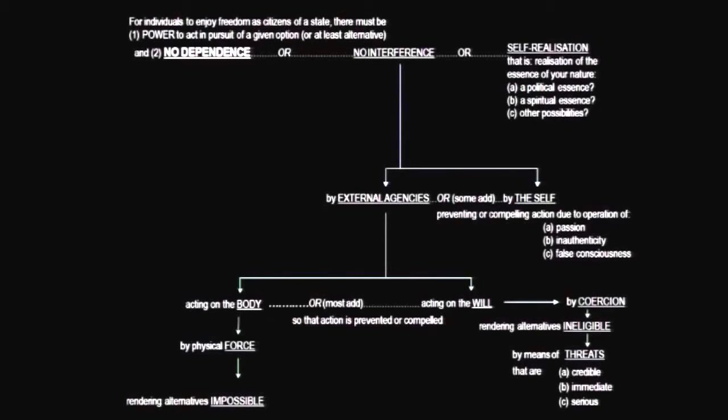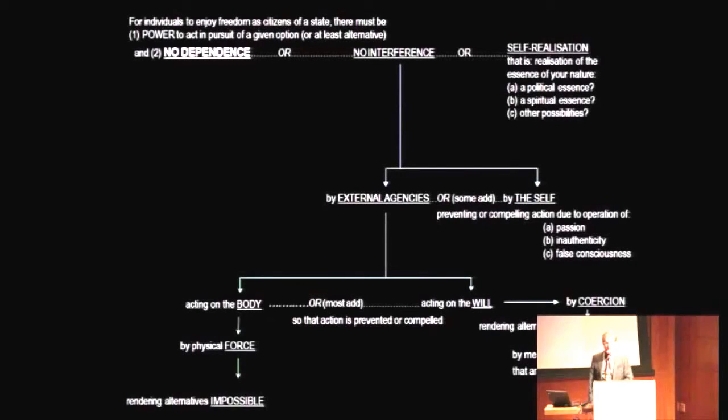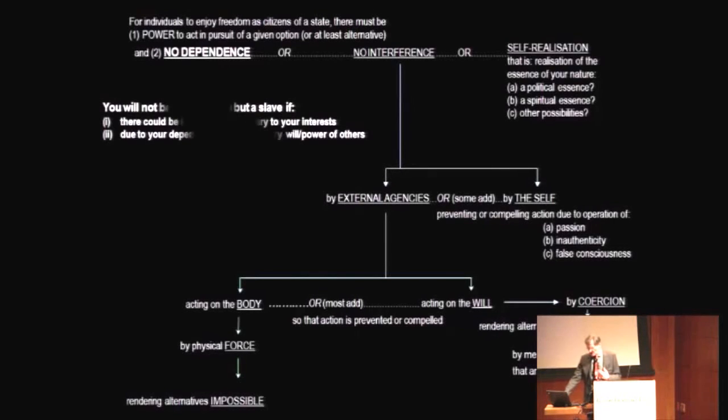So the suggestion is that you will not be a liber homo, you will not be a free man or woman, but you will rather be in some kind of servitude, at least in certain domains of your life, if the following two conditions obtain. If there could be interference contrary to your interests, and secondly and connectedly, if that is due to your living in dependence upon the arbitrary will of someone else.